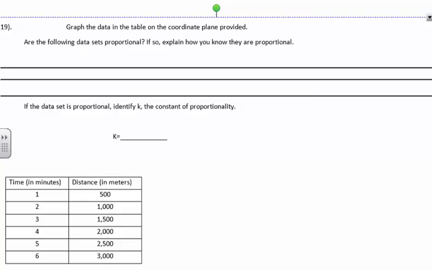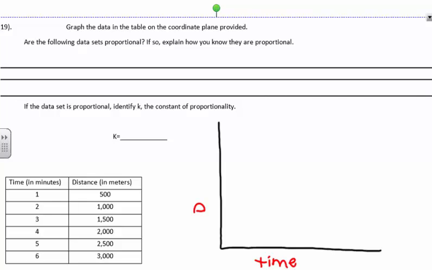And number 19. Number 19 wants us to graph this information and then determine if it's proportional and then find the constant of proportionality. So we're going to draw our chart. I think on your paper you already have one. The first thing we need to do is label our axes. So this is going to be time. And then this one is going to represent distance, our y-axis.